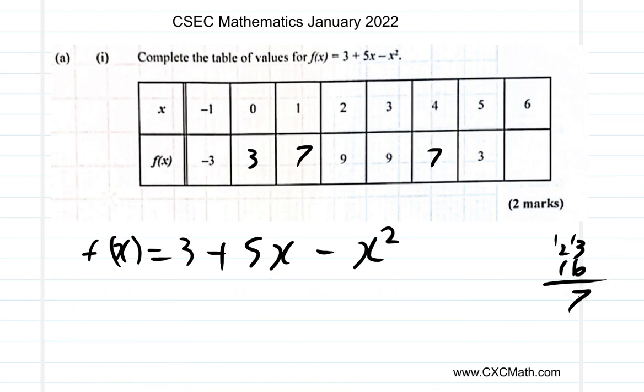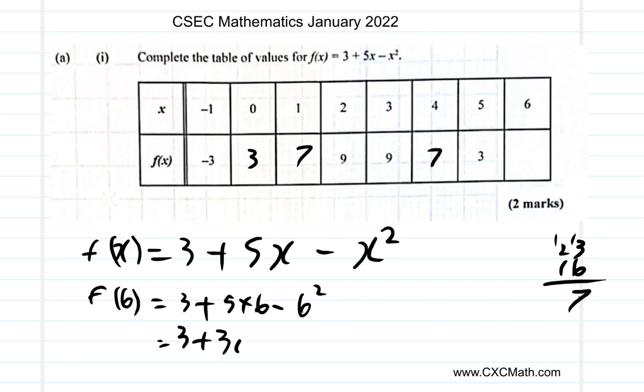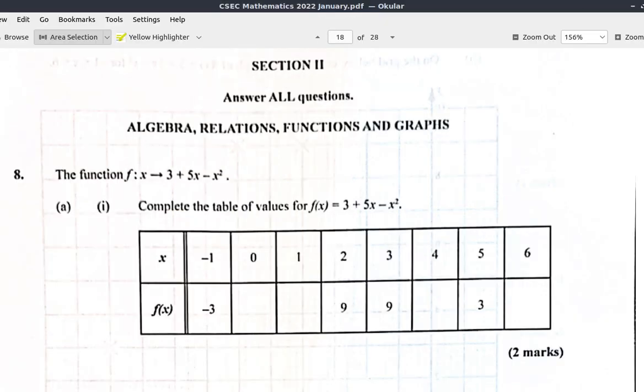And then f of 6 would be 3 plus 5 by 6 minus 6 squared, which would give you 3 plus 30 minus 36. We could just say 33 minus 36. That will give you what? 33 minus 36, same as 3 minus 6, is negative 3. Alright. So that's the table we have filled out.